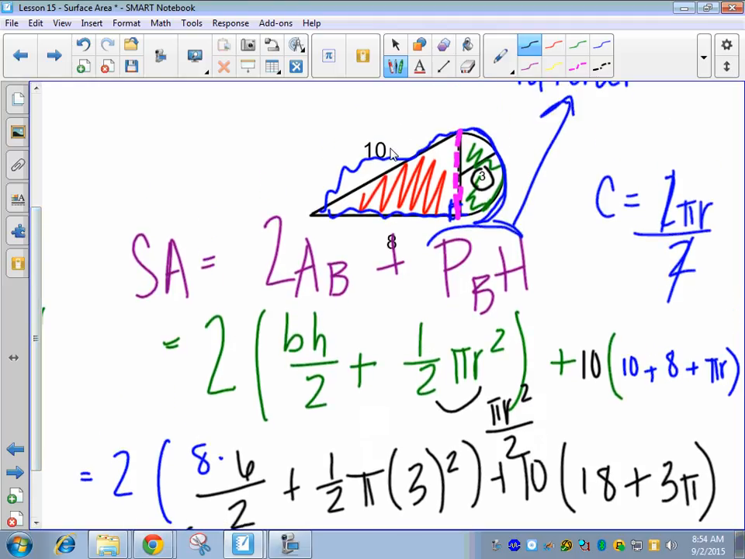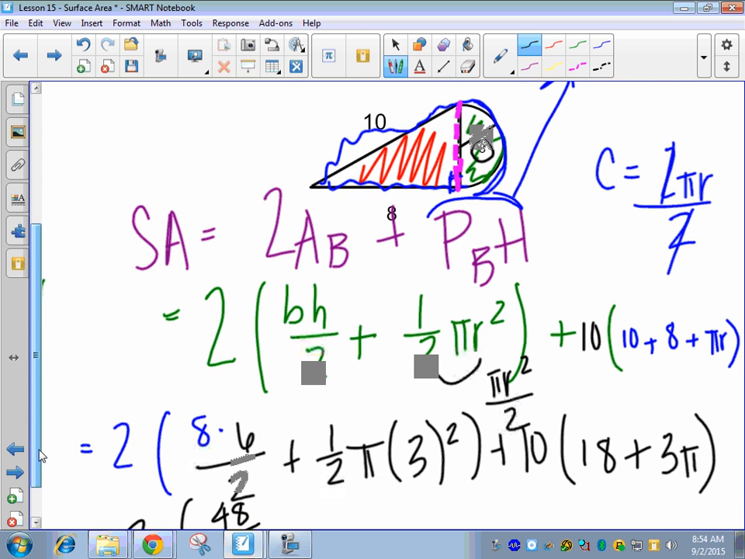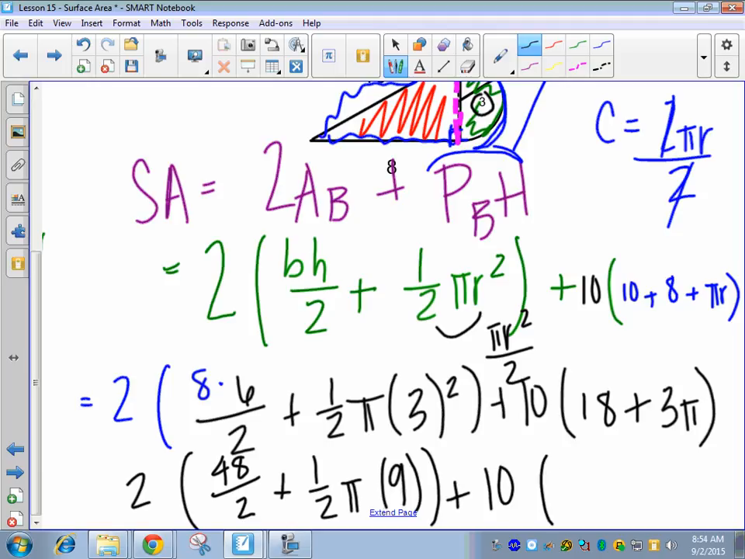So this is 10, but the height, yeah, these ones do get confusing, guys. So take your time on these, even if you feel like, I got this, I'm amazing. You guys are amazing, but you still need to take your time. Okay, 48 divided by 2 plus 1/2 pi times 3 squared is what? 9. Close those parentheses. Plus 10, which is our height of the whole thing, plus 18 plus 3 pi.